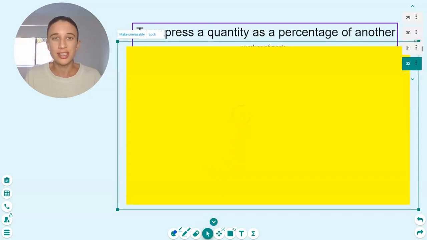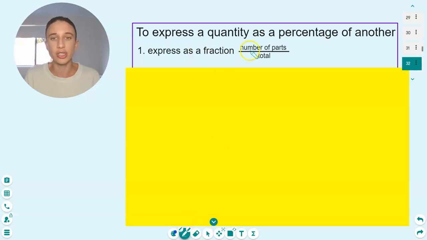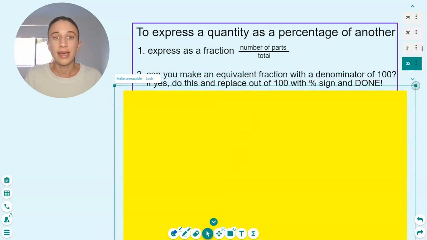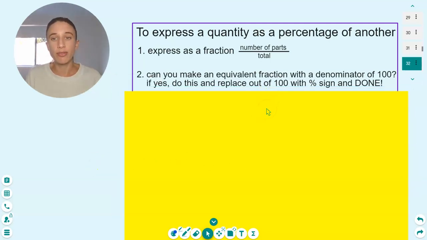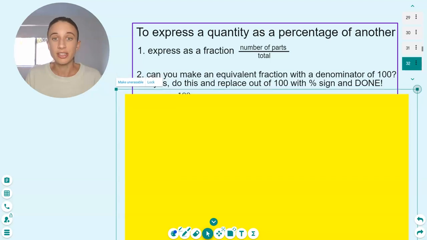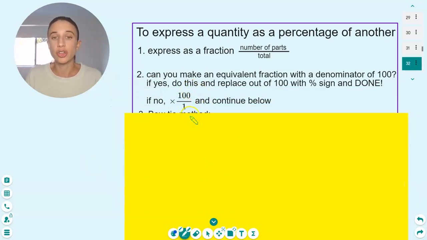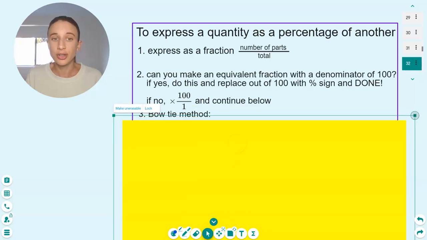To do this, we are first going to write the quantities as a fraction. The bigger number will go on the bottom. That's what you need to remember. So express it as a fraction. Then we are going to see if we can make an equivalent fraction with a denominator of 100. If yes, you replace out of 100 with a percent sign, and then you're done. But if no, you've got to times it by 100 over 1 and continue.